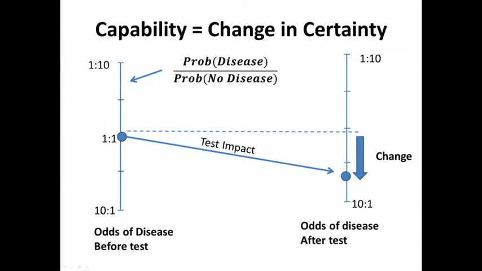Okay. So one way I like to think about the capability of a test is its ability to change the certainty. So let's look at the odds of disease before the test. Let's imagine here that there's close to a complete uncertainty, that there's a 1 to 1 odds of having disease or not having disease. And then we take the test, and I like to think of this as the impact of the test is its ability to change this odds of disease. So here we're moving to a much more certain state, closer to 10 to 1. So the test is having quite a bit of impact on the doctor's knowledge about the state of the patient.